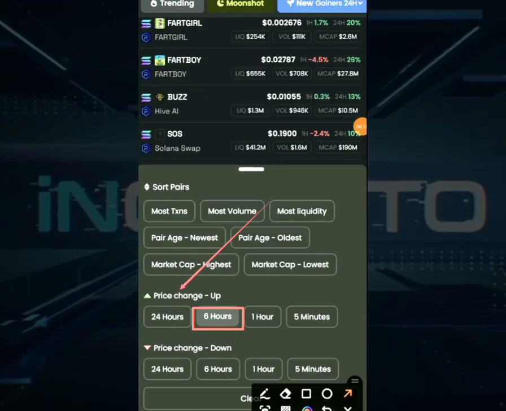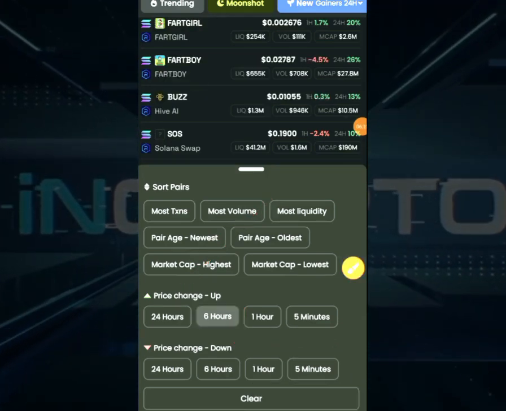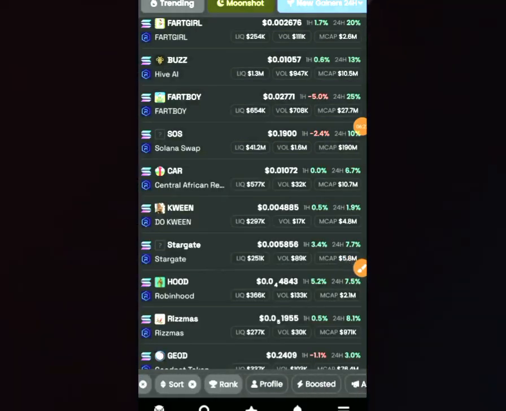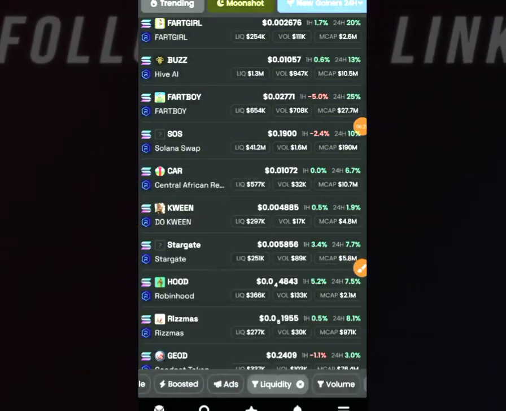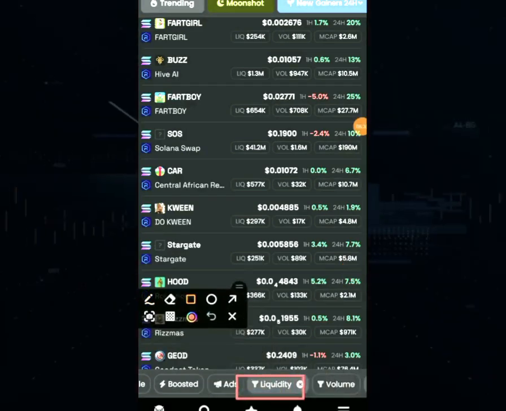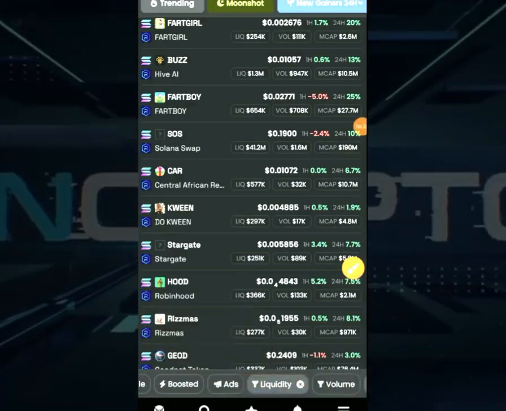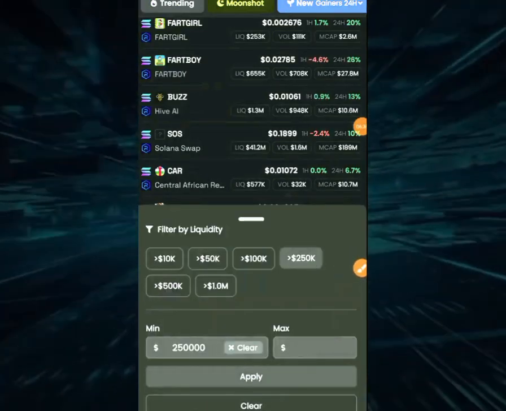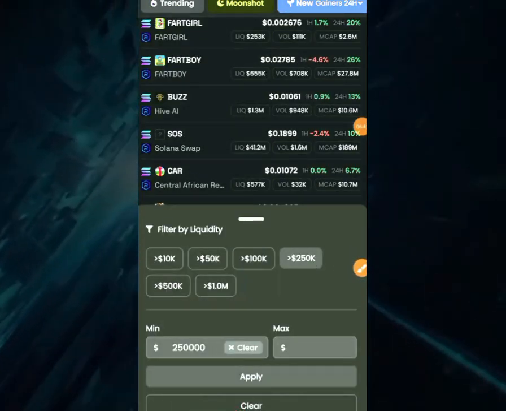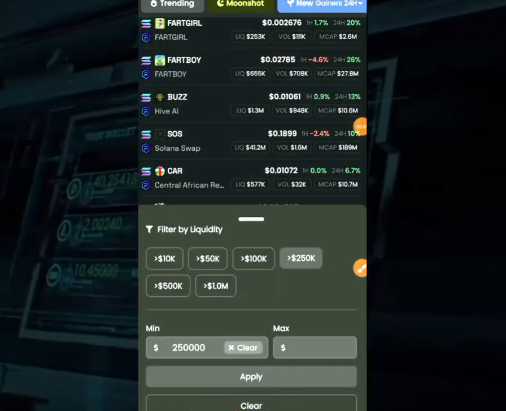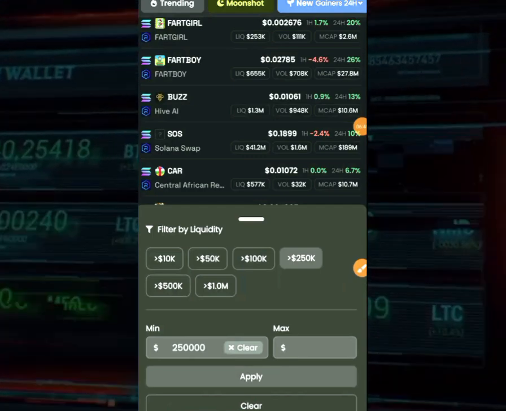After clicking on 6 hours, the next thing you will want to change is liquidity. Yeah, liquidity right here. Let me indicate it for you, right? So this is liquidity over here. You want to tap on that and make sure that your liquidity is at 250,000, right? Some even go as low as 100,000, but I like to keep my own minimum at 250,000.